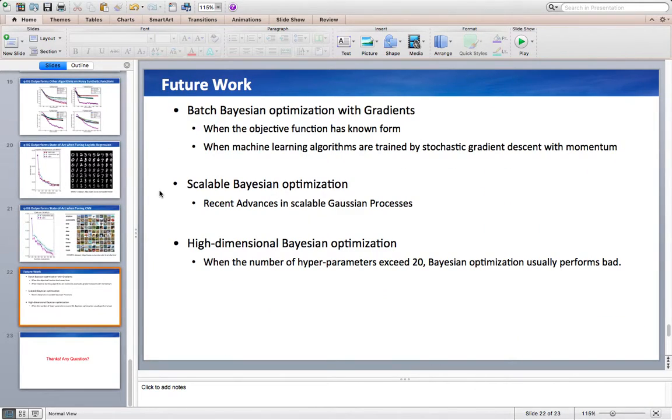We also have some future work: to make Bayesian optimization algorithms scalable, to attack Bayesian optimization in high dimension, and also to incorporate gradient observations into Bayesian optimization algorithms.